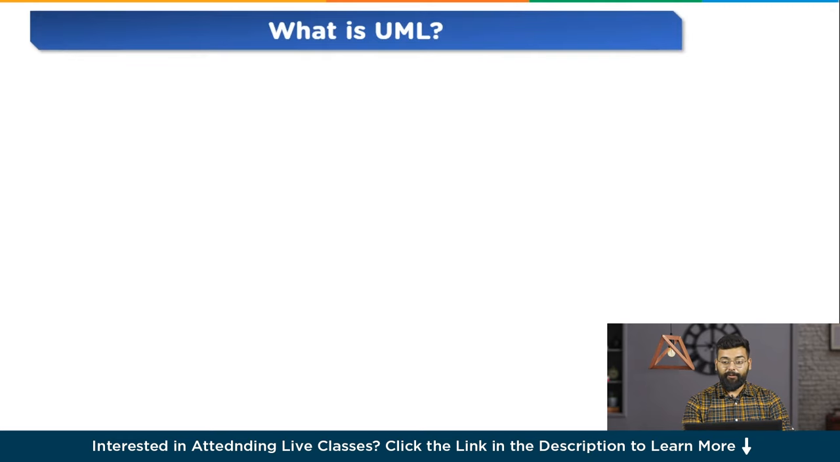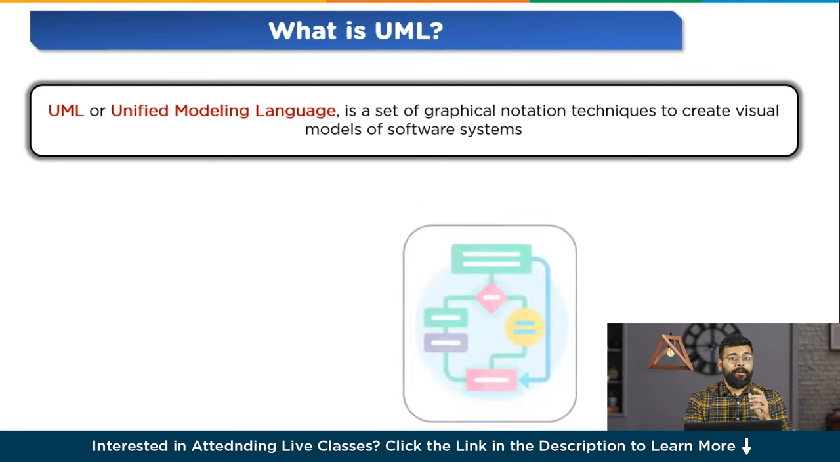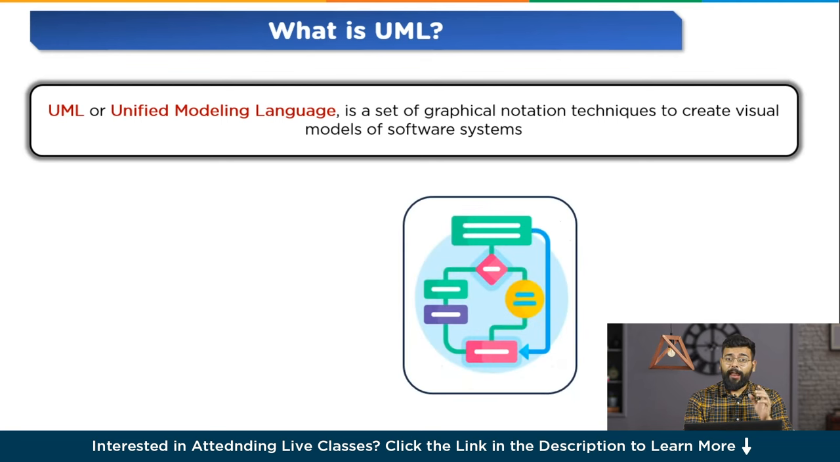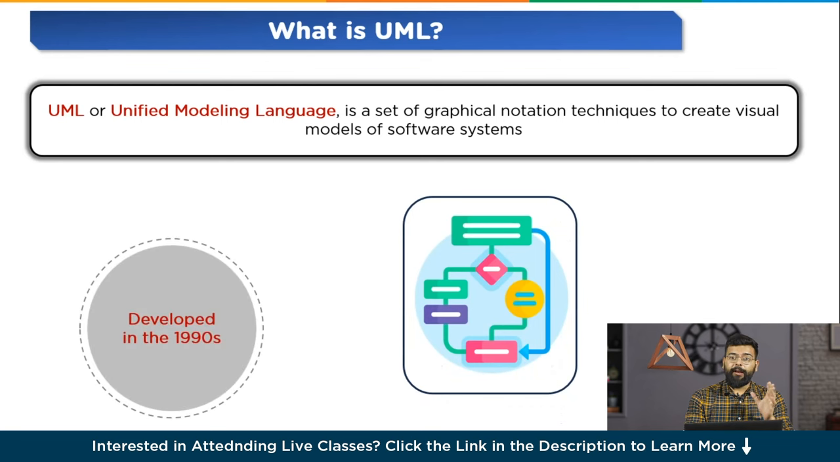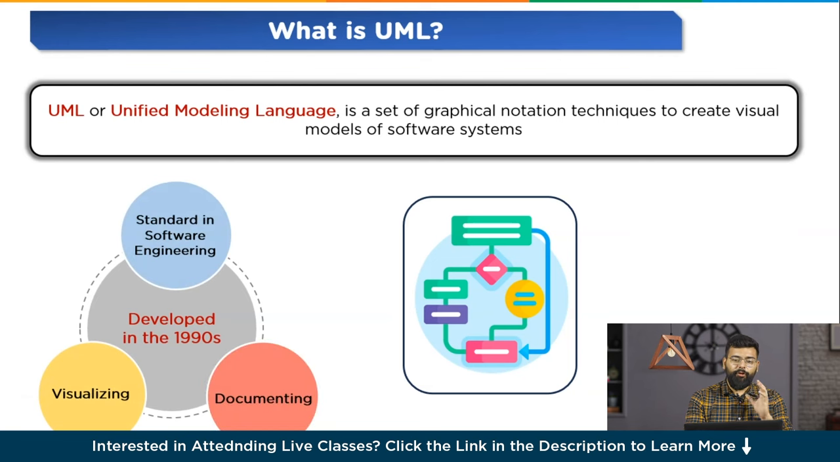So the first thing we will learn today is UML, or Unified Modeling Language. It is a set of graphical notation techniques to create visual models of software systems. It helps in depicting the structure and behavior of systems in a systematic manner. It was developed in the 1990s, and UML has become a standard in software engineering for visualizing and documenting software systems. So this was about UML.